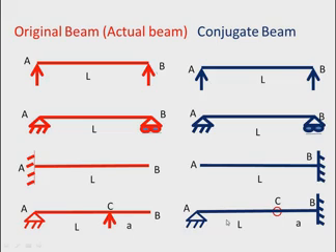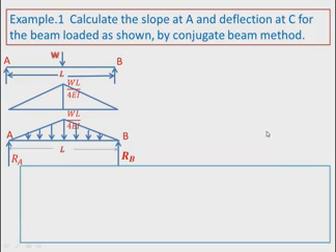C is the internal support here, whereas in the conjugate beam it becomes an internal hinge. In a real beam, B is a free end, whereas in the conjugate beam it becomes a fixed end. These are some of the differences in end conditions, and in the internal support and internal hinge, between the original and conjugate beam.